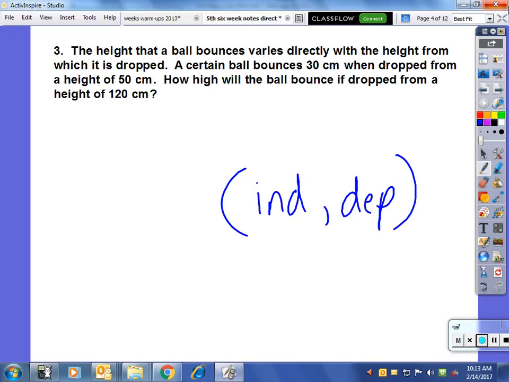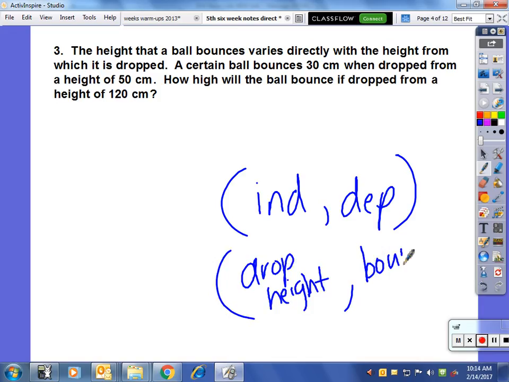All right, what's independent here? Yeah, the height it bounces depends on how high you choose to drop it from. If you drop it from a really high height, it's going to bounce high. If you drop it from a very low height, it's not going to bounce as high. So what's independent is the drop height. What's dependent is the bounce height. How high it bounces depends on how high you dropped it from.